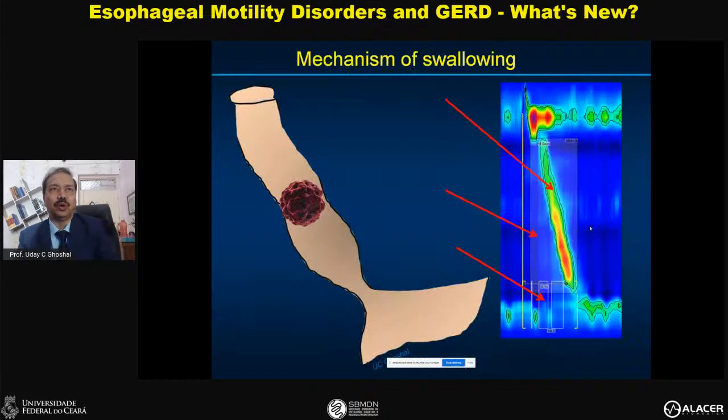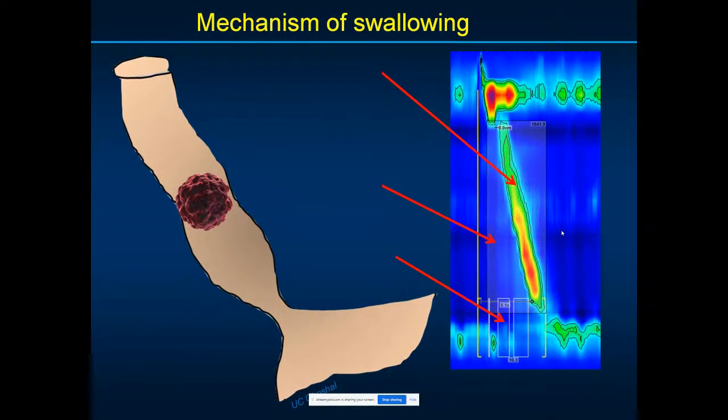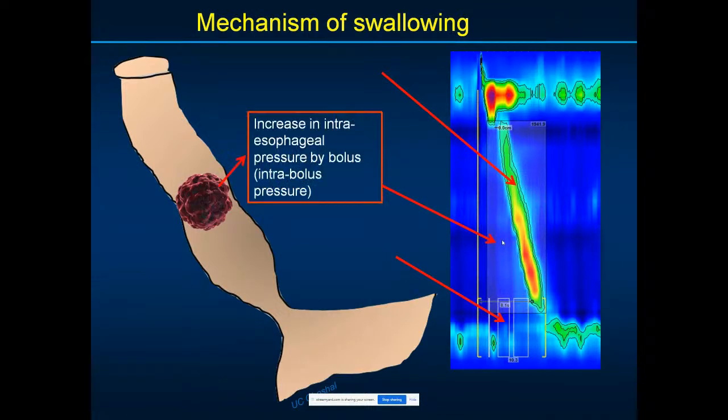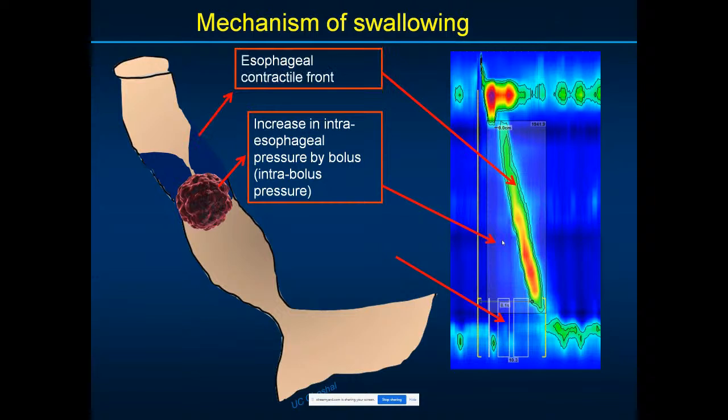Now let us look at the mechanism of swallowing. This is the esophagus. The moment a bolus enters the esophagus, there is an increase in the pressure in the esophageal lumen, and this is called intrabolus pressure. You can see here, the moment the upper esophageal sphincter muscle has opened, the color of this blue zone has become lighter. Lighter blue means higher pressure, and this lighter blue represents intrabolus pressure. The moment the bolus enters, there is an intrabolus pressure. Subsequently, there is a contraction above this bolus, and this is the esophageal contractile front. You can see here, this is the esophageal contraction or esophageal contractile front.